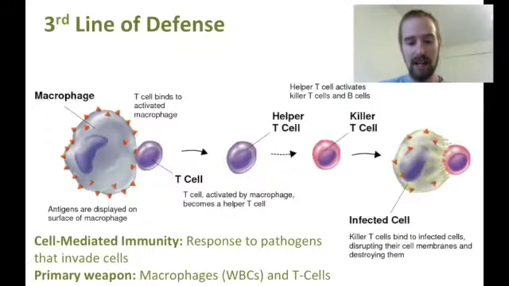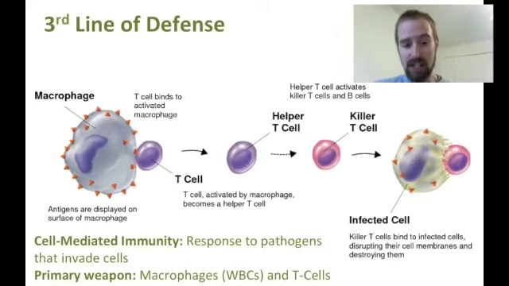Our cell-mediated immunity is a response to pathogens that actually do invade our cells, and the primary weapons are white blood cells called macrophages and these other white blood cells called T cells. Let's say a macrophage, a white blood cell, encounters a pathogen, something that shouldn't be inside of your body. That white blood cell is going to engulf that pathogen, kind of like surround it and almost eat it. You could think of it sort of like that.